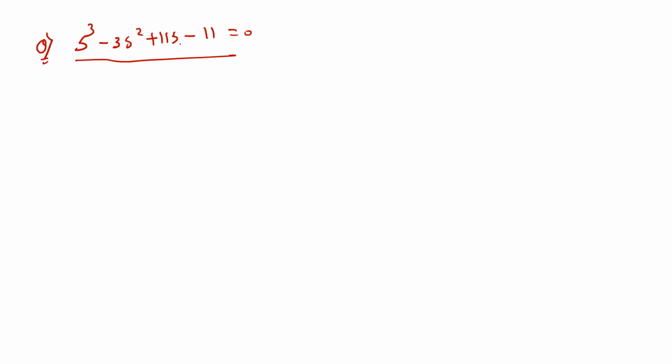Darshana, is this system stable? It's unstable. Why? Because here you see there is negative and there is negative. So two coefficients are negative, so your system will be unstable.